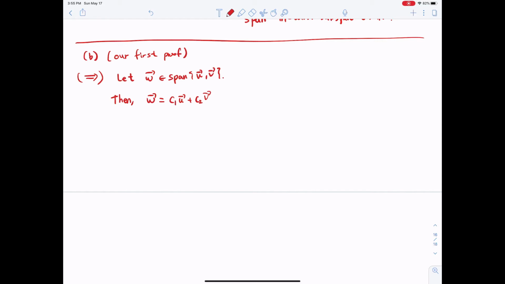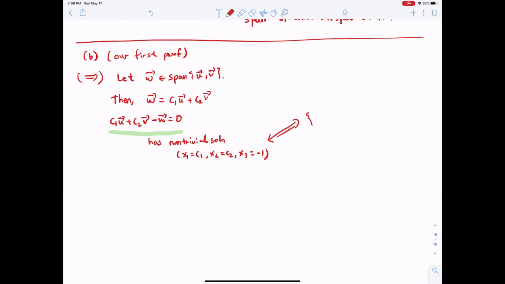In other words, if you move w to the right hand side, then this gives you c1 u plus c2 v minus w equals 0. And the vector equation here has a non-trivial solution, like x1 is c1, x2 is c2, and x3 is -1. And this is equivalent to saying the given set of vectors, u, v, and w, are linearly dependent.